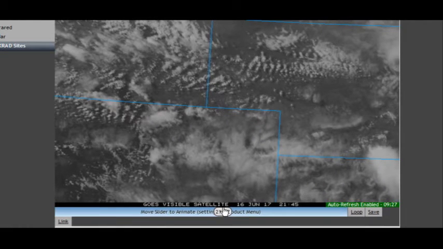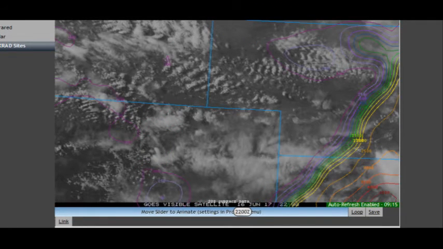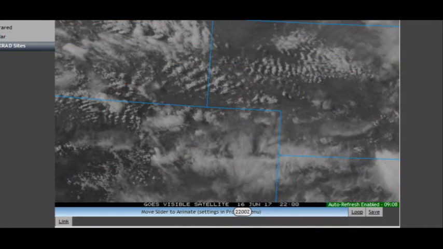I don't know if cursor keys work. I guess they don't. That would be kind of nice. But they also have a couple of other fields, and I guess this is from the rapid refresh model. They've got convective inhibition, they've got CAPE, theta E, streamlines.